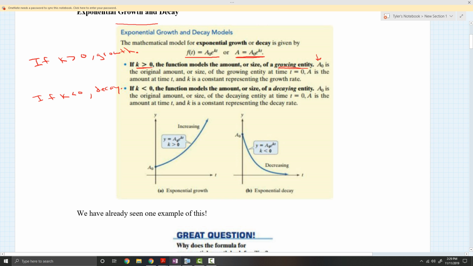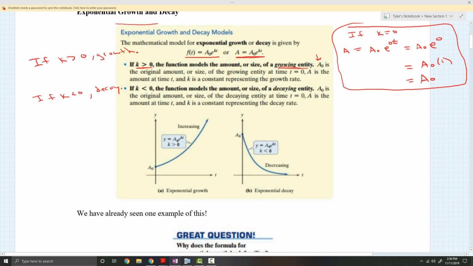Well, what happens if k is 0, right? If k equals 0, what we would have is A equals a naught e to the 0 times t, which is the same thing as a sub 0 times e to the 0, which is a sub naught times 1, which is the same thing as a sub naught. In other words, this is showing that nothing is changing. That's why we don't look at k equal to 0, because that would just mean that we don't have an increase or a decrease. It's just a constant function.